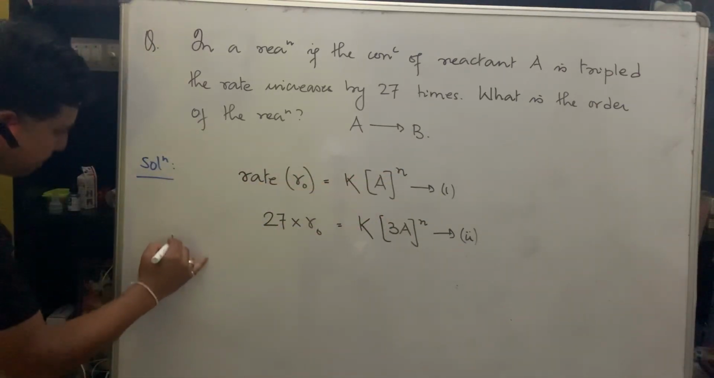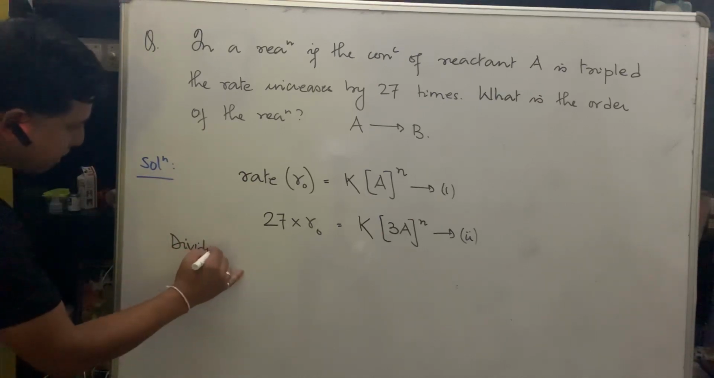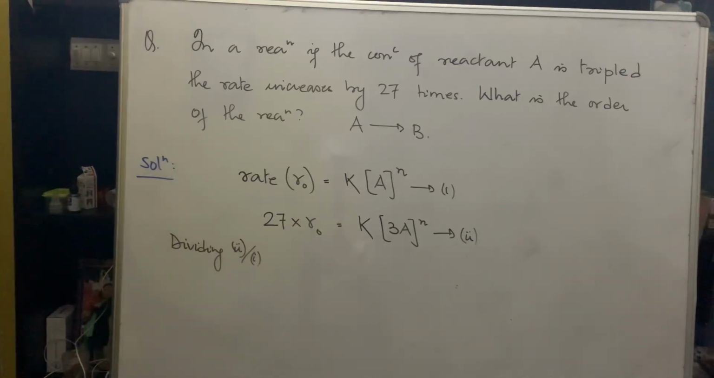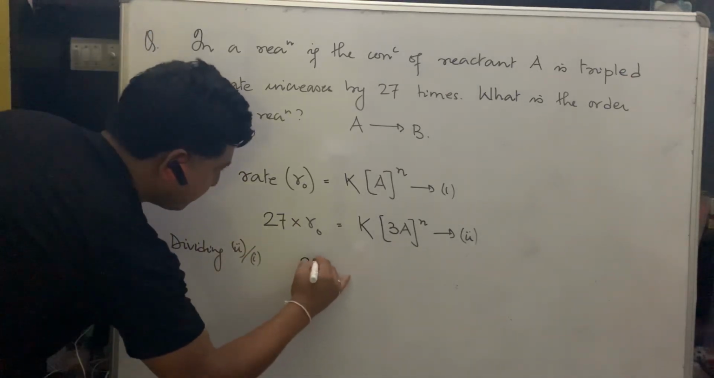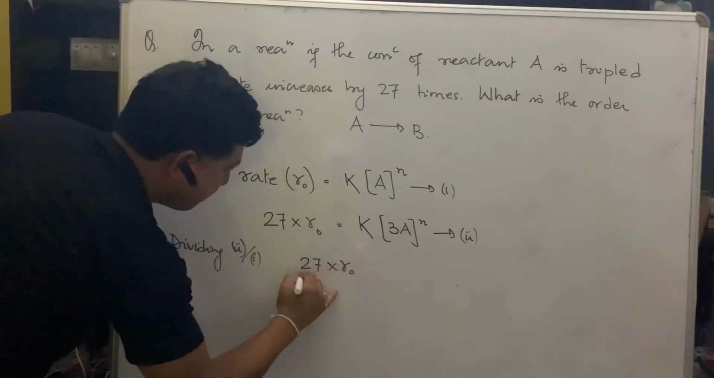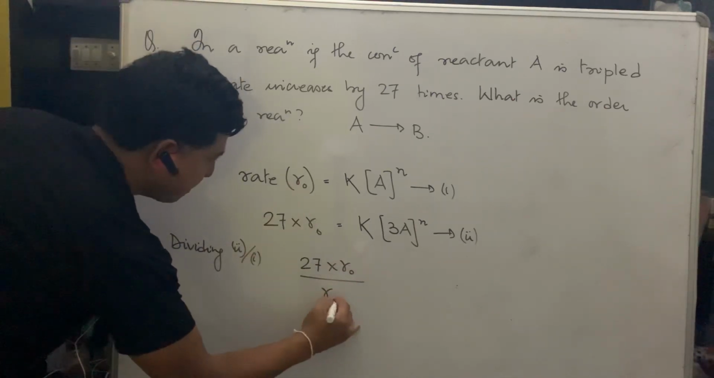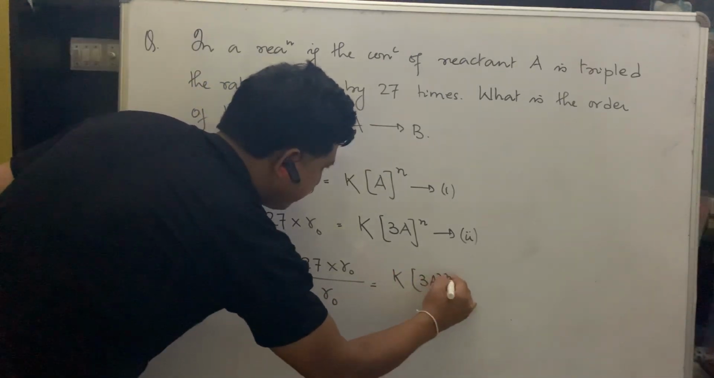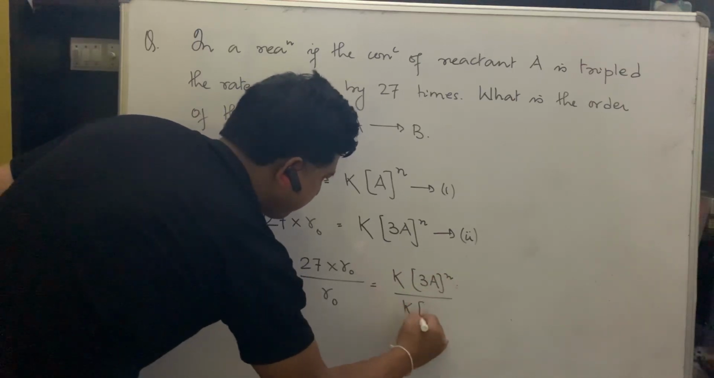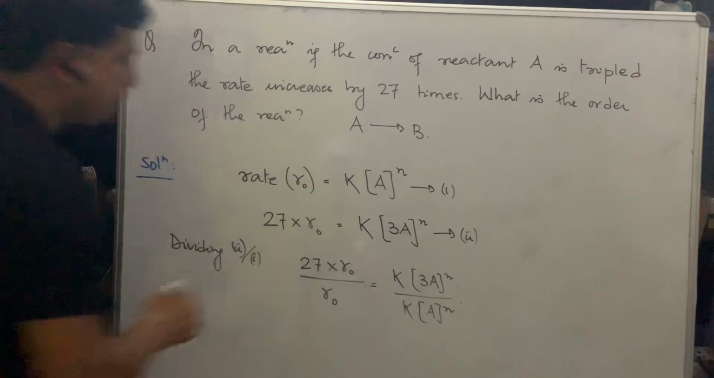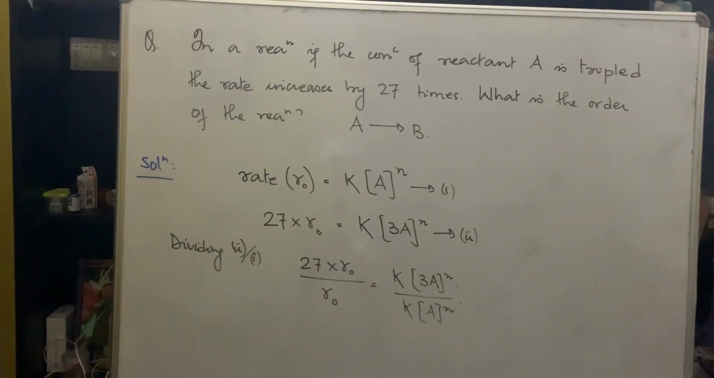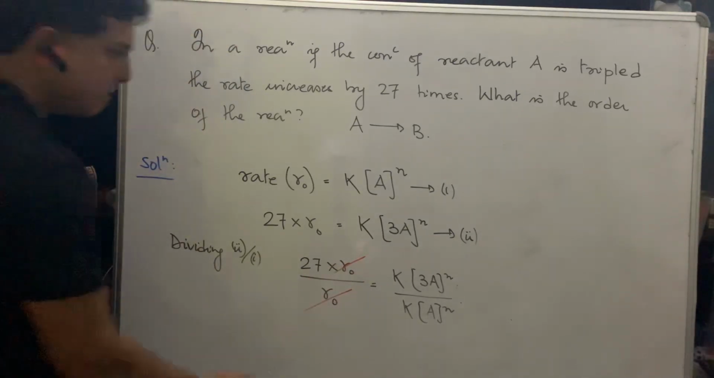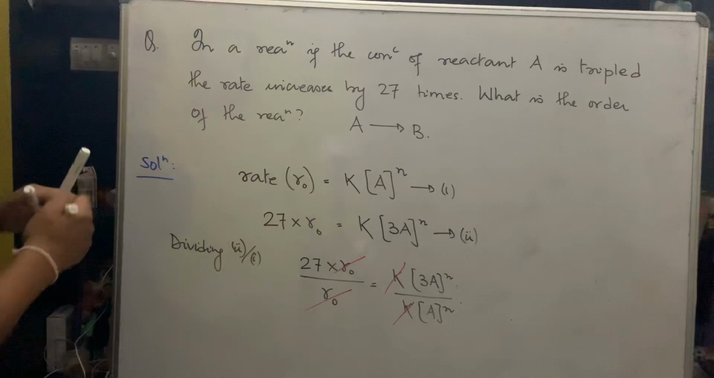Now what am I going to do? I'm going to divide equation 2 by 1. So 27 R naught divided by R naught will be equal to K (3A) to the power N divided by K A to the power N. It's a simple mathematical operation. When you divide it, R naught will get cancelled, K will get cancelled.